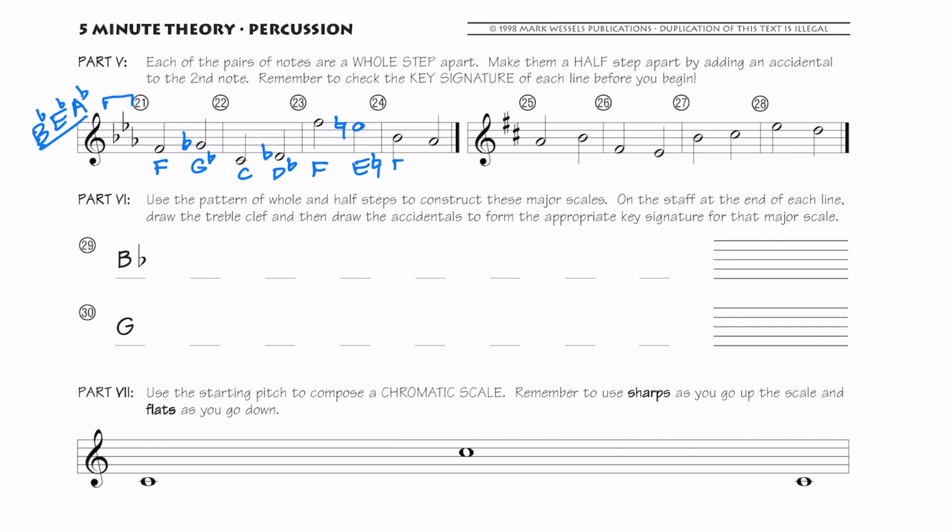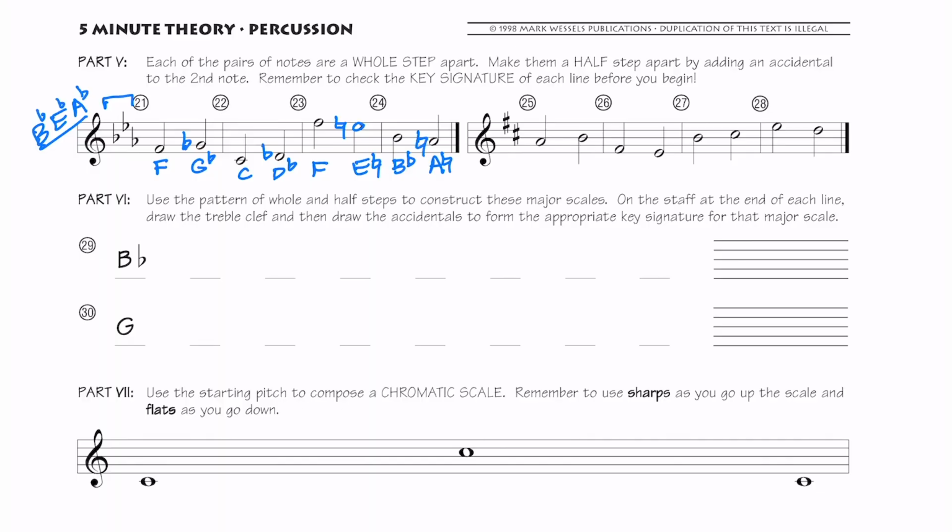All right, B flat to A is, oh, it's A flat in the key signature, right? So I need to raise my A flat to A natural. So that's what I do. This is kind of tricky, but if you get the concept of half steps and whole steps, then you hopefully can figure it out.